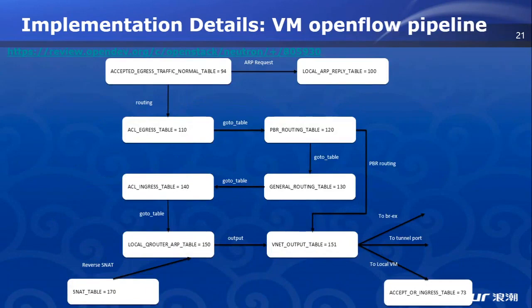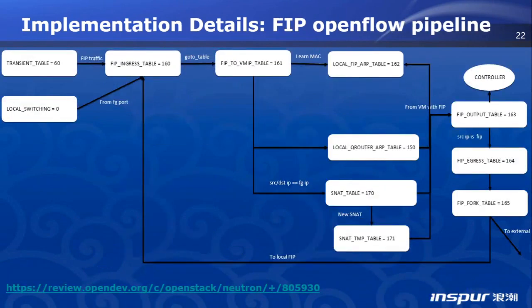Here is the OpenFlow pipeline we implemented. We added many OpenFlow tables to handle layer 3 routing, floating IP SNAT, floating IP QoS, layer 3 ECMP, policy-based routing, etc. Especially for floating IP, we don't use conntrack to handle it. This can improve floating IP performance much more.